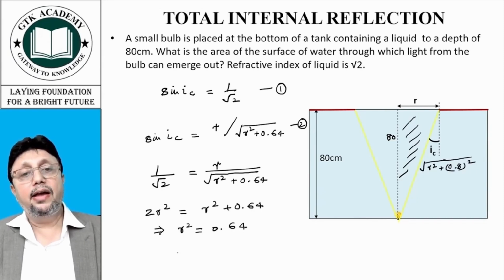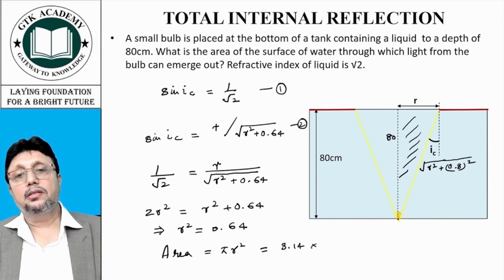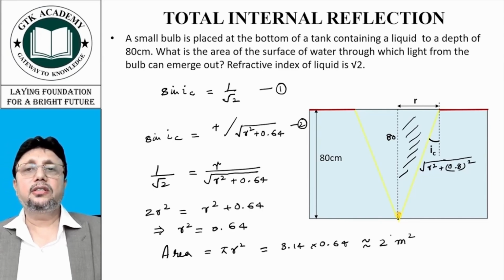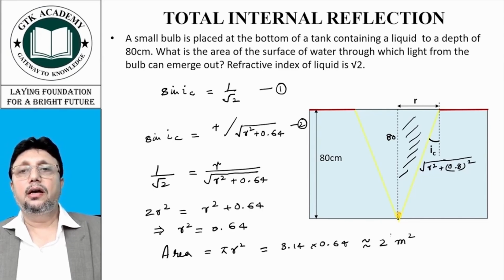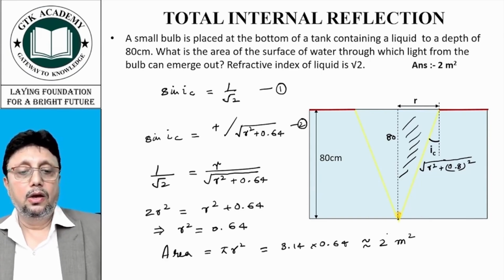Now they require the area. So area of the surface which is shining is equal to pi R square, because it's a circle. If we take the value of pi as 3.14 and R square is 0.64, this comes out to be roughly 2 meter square. So let's check the answer, and the answer is 2 meter square.